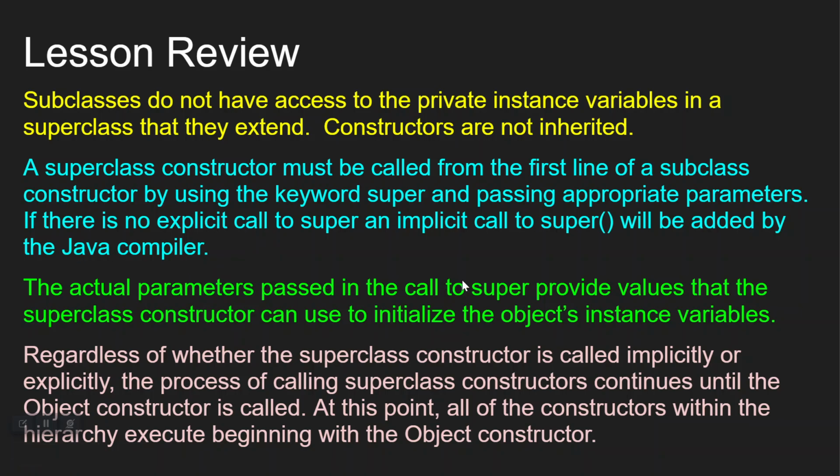The actual parameters passed into the call to super provide the values that the superclass's constructor can use to initialize the object's instance variables. And then regardless of whether the superclass's constructor is called implicitly or explicitly, the process of calling superclass constructors continues until the Object constructor is called. At this point, all of the constructors within the hierarchy execute, beginning with the Object constructor, unless, of course, a different superclass has been created using the extends keyword, which again, most of the time, that's what happens.